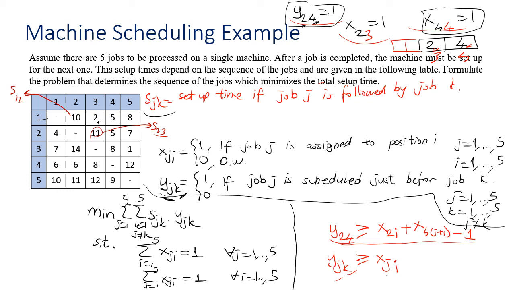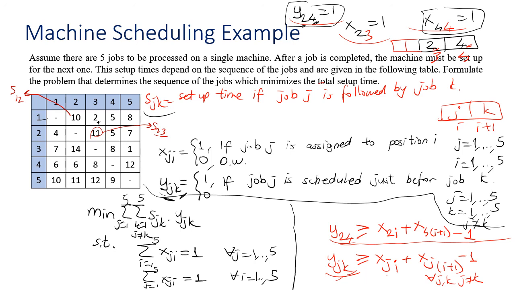Now let me write it here. This is position i and this is position i plus 1. A job j is assigned to here and k is assigned to the next one. In that case, this yjk will be equal to 1. So xji plus xk,i+1 minus 1. This minus 1 is important, otherwise it will be wrong and infeasible. And now I'm going to write this constraint for all j and k, for all jobs. But j is not equal to k. I will not write this constraint for the same jobs.